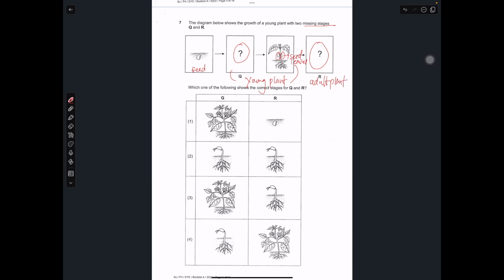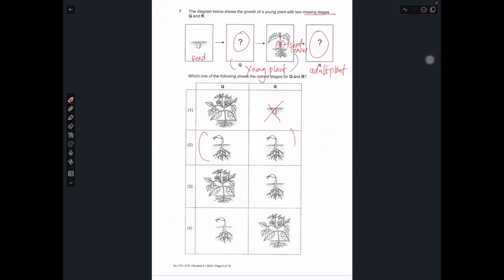Okay, so first of all, you can use the elimination method. This one is straight away wrong. Number 1 is wrong because the seed cannot be R. Okay, and number 2 is wrong because they are the same. They are the same picture. You cannot have the same picture. Okay, so you're left with 3 and 4. So for 3 and 4, you can see the diagrams are completely opposite each other.